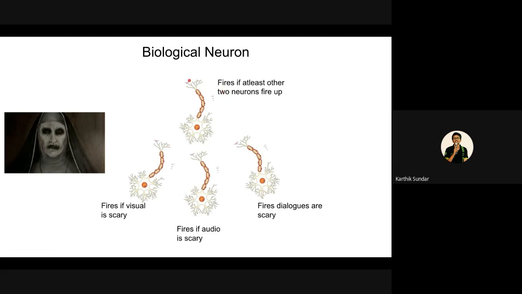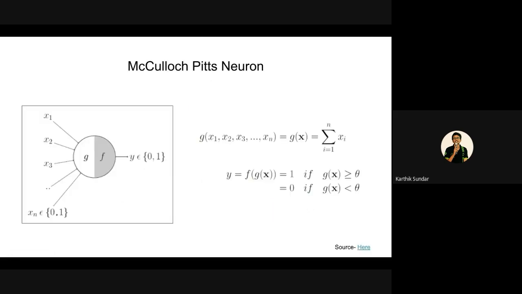So this is how a biological neural network works. You receive inputs, you pass them on to higher levels, and there will be one particular neuron, one particular system, that's going to decide whether it's scary or not. This is how biological neural networks work in a very simplified way, and that's what we're going to try to mimic with the MP neuron.